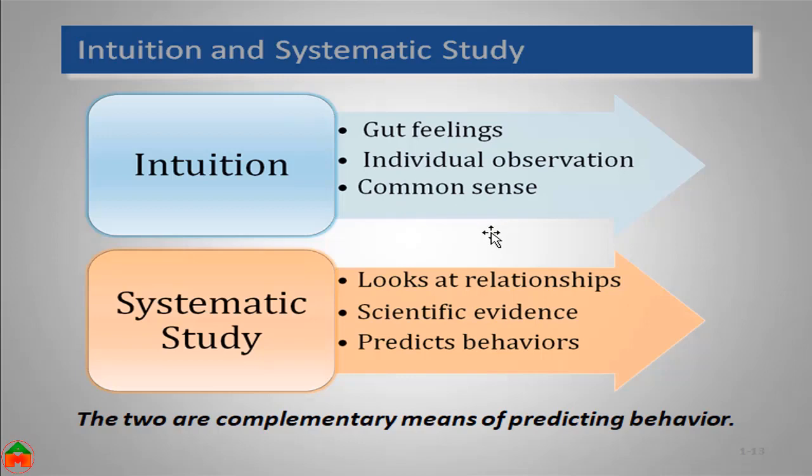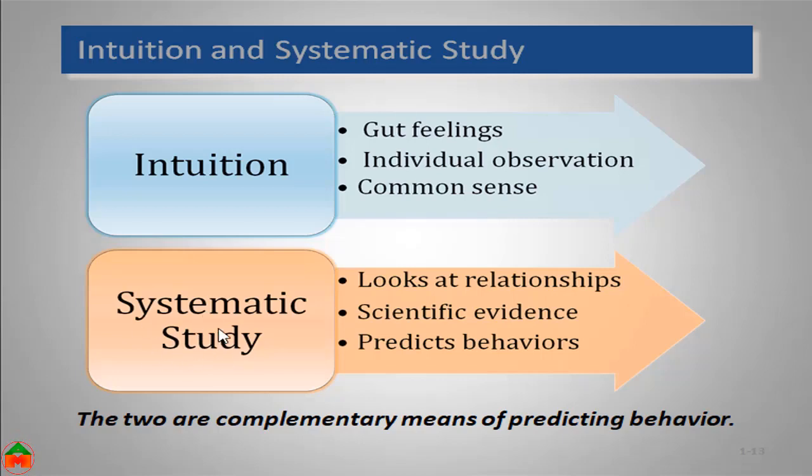And for understanding the behavior of the people, you can apply two methods. One is intuition, another one is systematic study. For applying intuition for understanding the behavior of the people, you can apply gut feelings, you can apply individual observation, you can apply common sense. But applying intuition may have some lackings, and for that reason, you can apply systematic study. Here, study means research. You can do systematic research, empirical research, or systematic analysis.